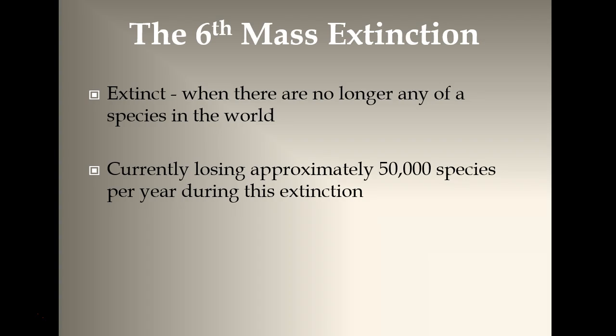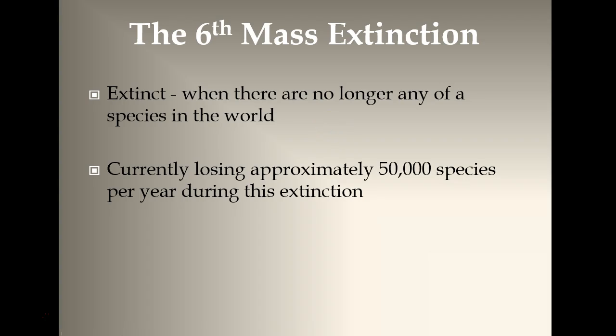When we left off chapter 5, we were talking about the sixth mass extinction, and it's only appropriate that we begin talking about conservation of biodiversity by picking up here as well. We're currently losing approximately 50,000 species per year during this extinction, which is a large number of species, and obviously losing any species consistently is not a good thing. And when we lose these species, we didn't really get a chance to define extinction, but extinct means that there are no longer any of a species in the world.